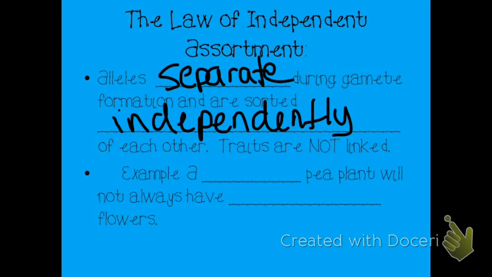So for example, this would mean that a tall pea plant will not always have purple flowers. Okay, so these traits are not linked together. We could have a tall plant with white flowers or a short plant with purple flowers, right? Those traits are separated independently, so we can get a mixture of different outcomes in our offspring.